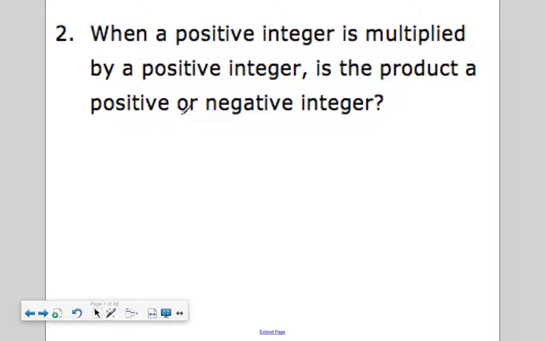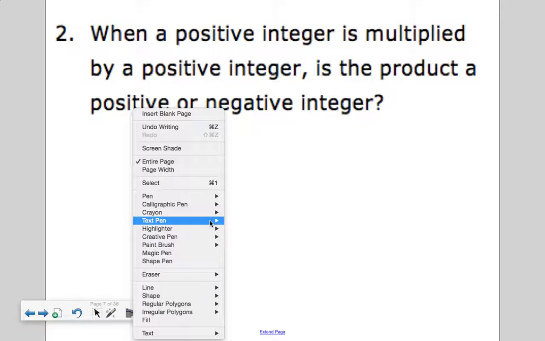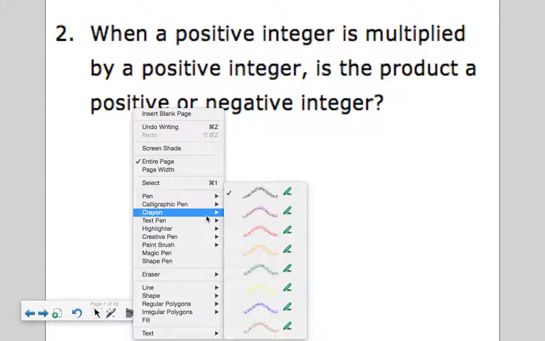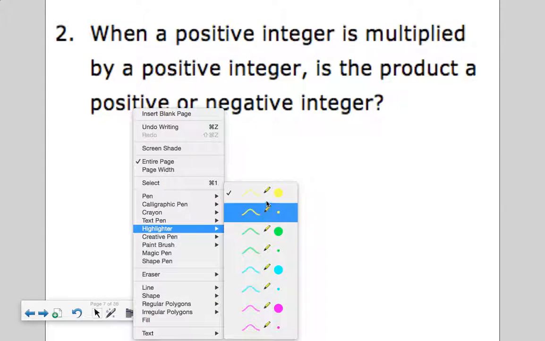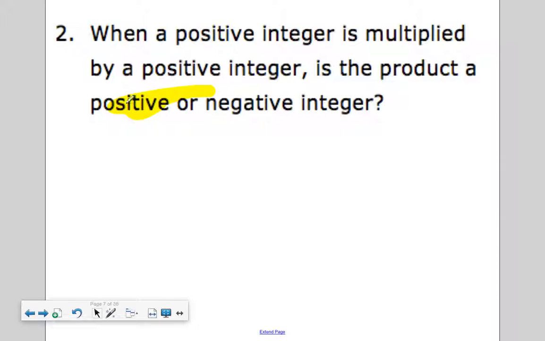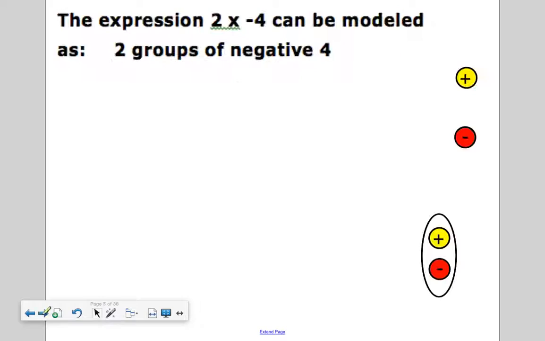When a positive is multiplied by a positive, is the product a positive or negative? When you multiply two positives, you've done it since 3rd grade or 2nd grade, depending on when you learned how to multiply, it will be positive. Now, the expression 2 times negative 4 can be modeled as 2 groups of negative 4. So 2 times negative 4 is, let's do negative 4.